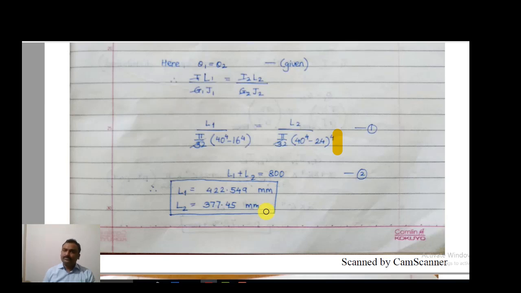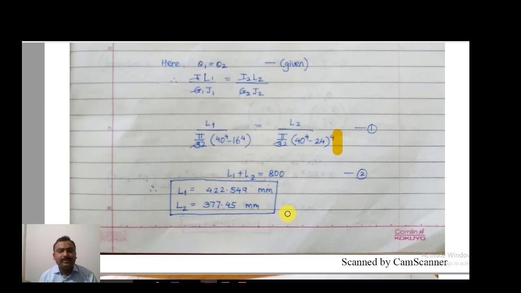So these are the questions for shafts in series. These are the typical questions, and similar types of questions will be asked in your university question paper, by changing the values.